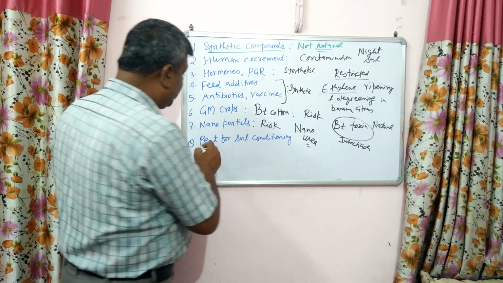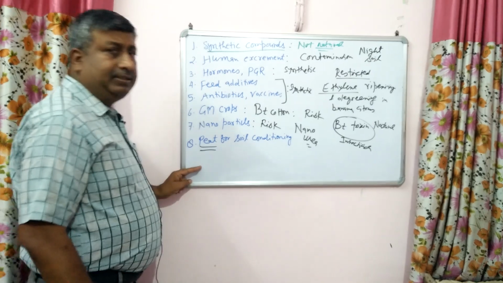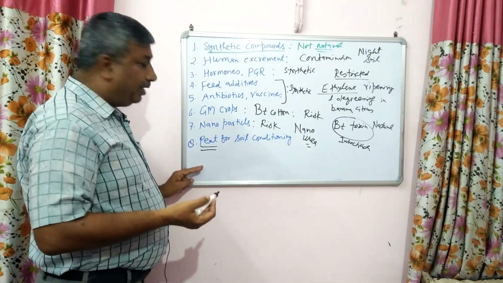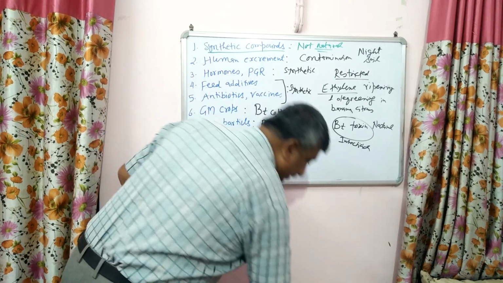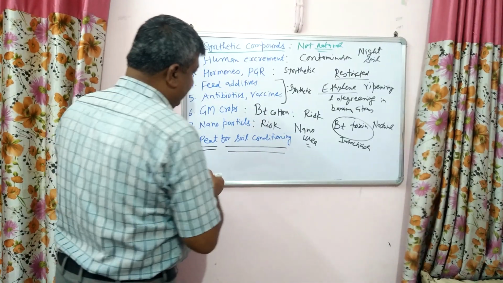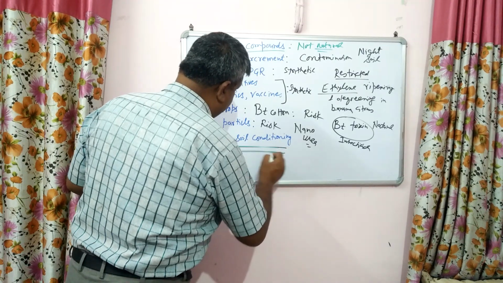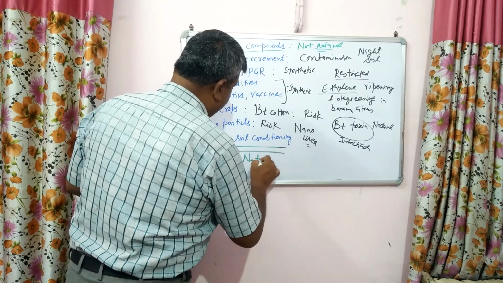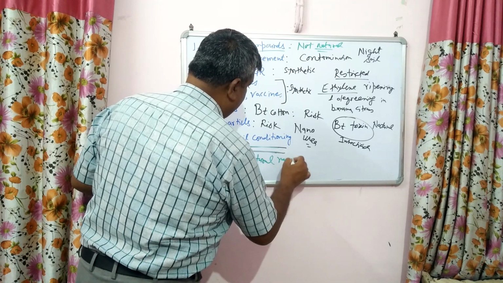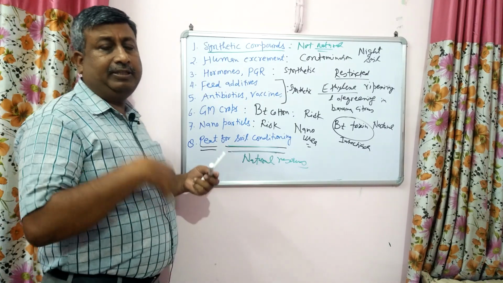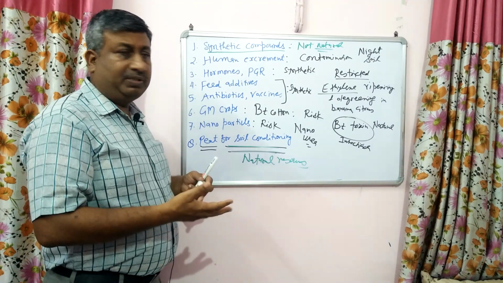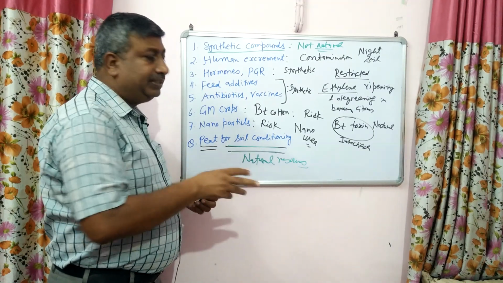Then peat for soil conditioning. Actually, peat is allowed. Peat is natural, but for soil conditioning it is not allowed, because it interferes with the natural resources. So it affects the natural resources, soil. So it may affect the soil properties. So if soil properties are affected, then plant is affected, then whole ecology is affected. So peat for soil conditioning is not allowed.